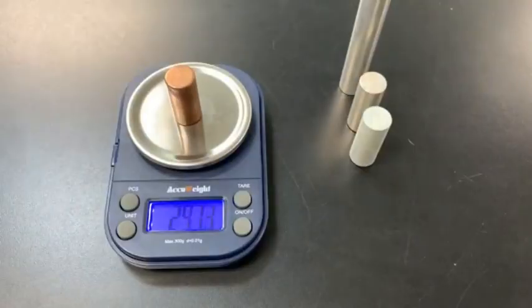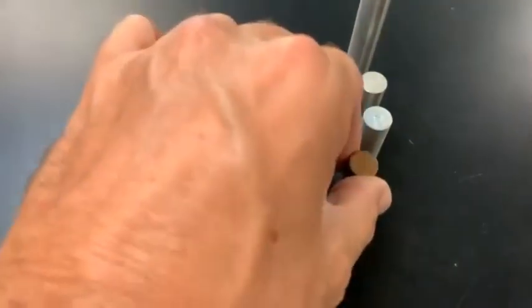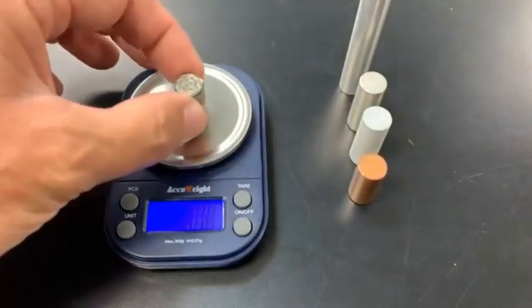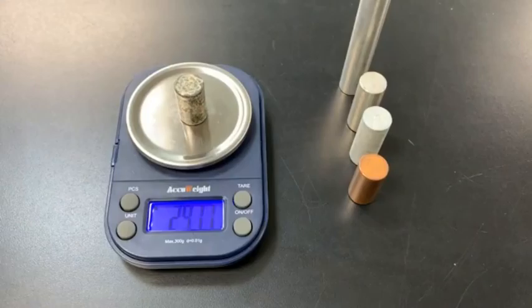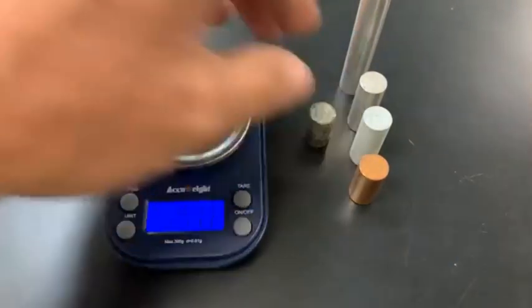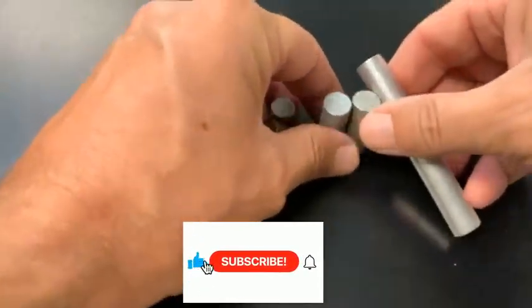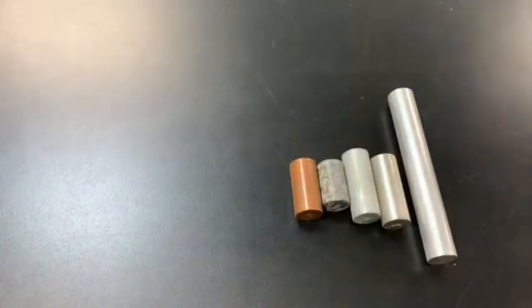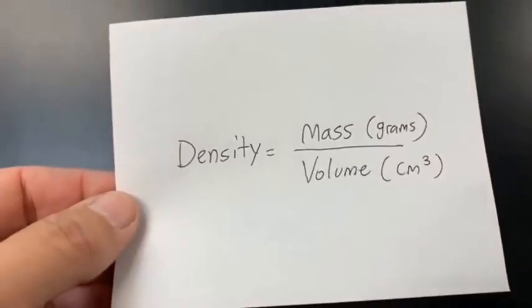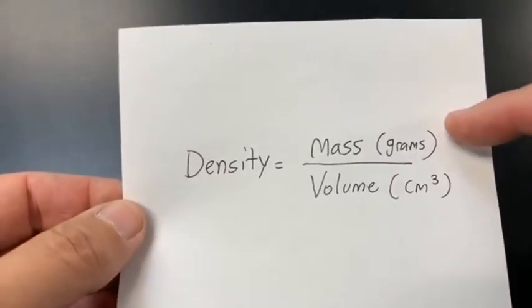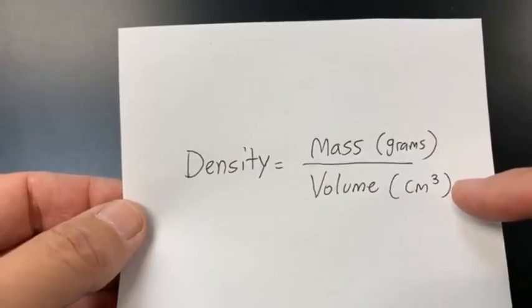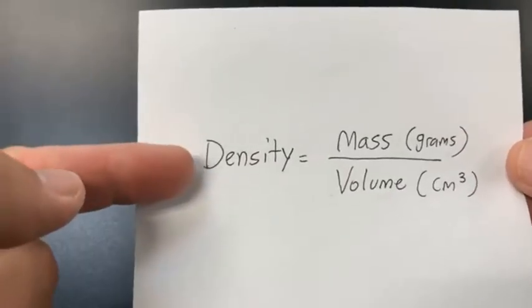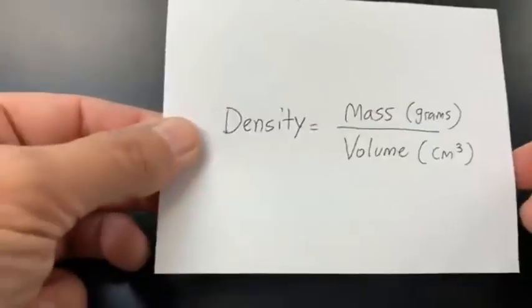And copper is 29.13 grams. And then lead right here, the smallest one, is 29.11 grams. So what we see from the mass of all of these is they are all about the same. The mass of all of these cylinders is about the same. Okay, so the question is, if the masses are all about the same and the volumes are all different, what does that do to the density? Do you think the density is the same for all of these? Or do you think the density might be different?